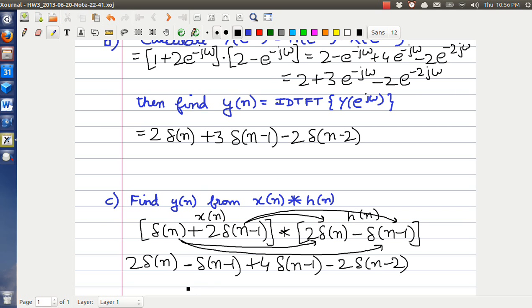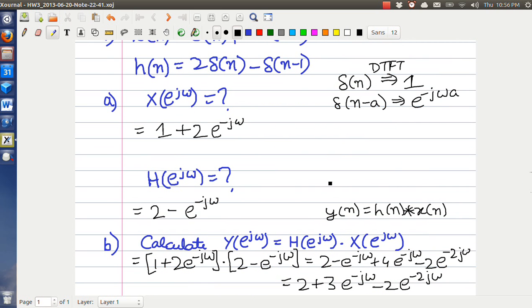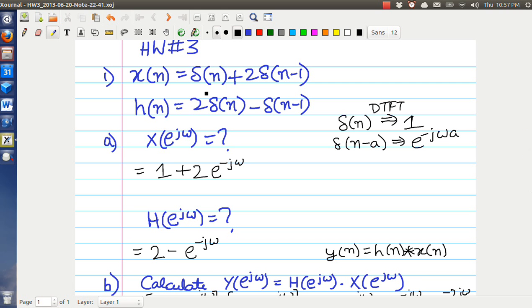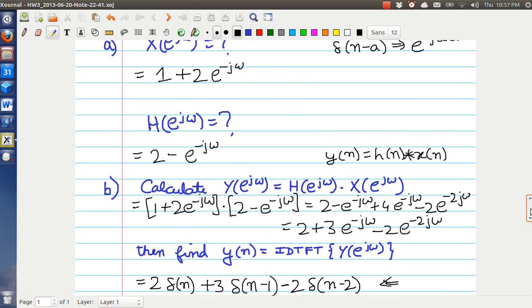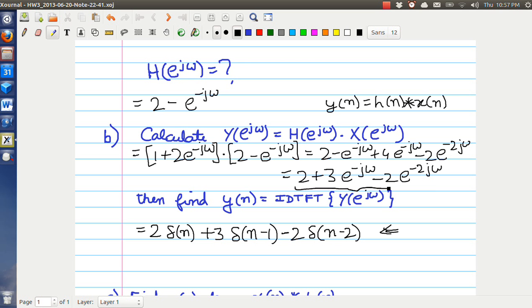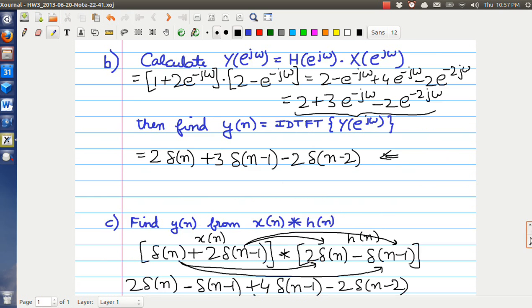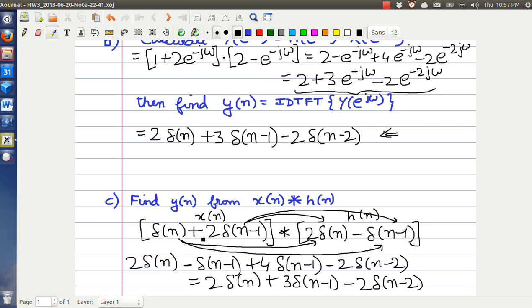Simplifying yields 2 times delta n plus 3 times delta n minus 1 minus 2 times delta n minus 2, which is the same as the expression we obtained from the inverse DTFT. So by knowing this problem, we should be able to find the DTFT of simple sequences like these. We should be able to find the inverse DTFT of simple sequences like these, and we should already be knowing convolutions of simple functions like this from the second homework.